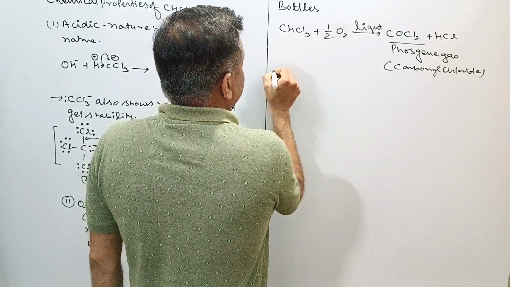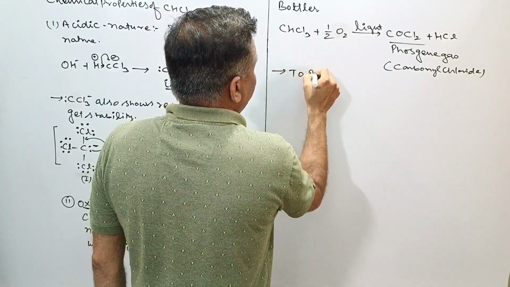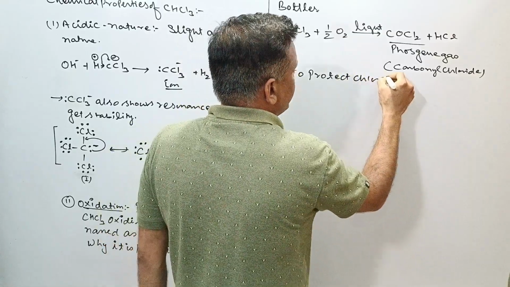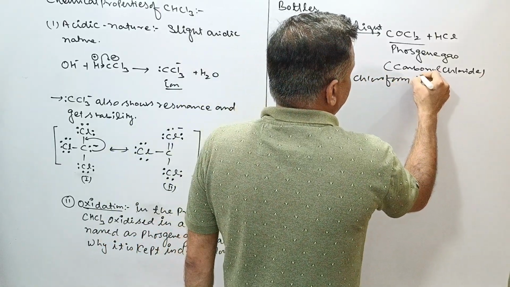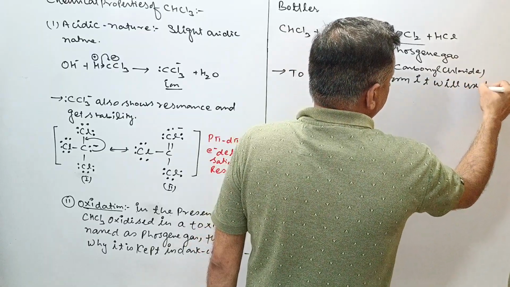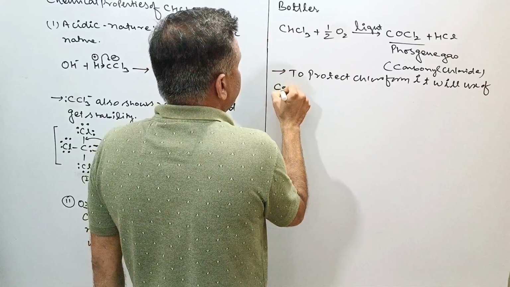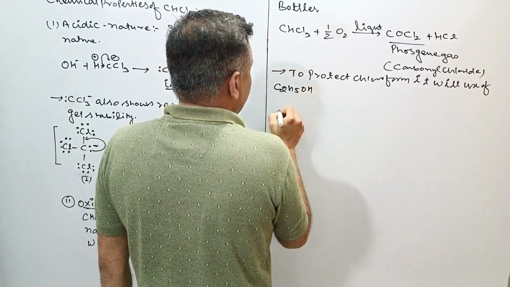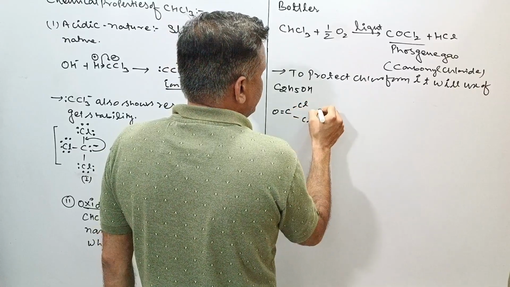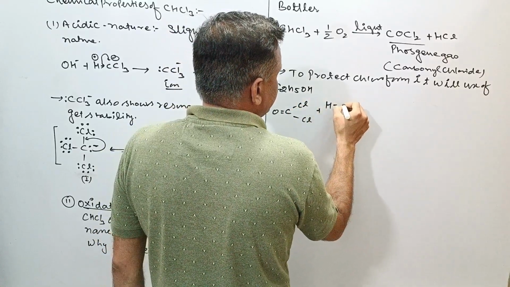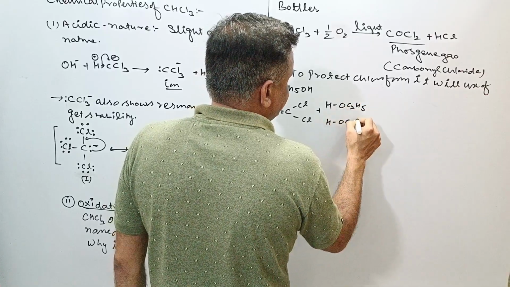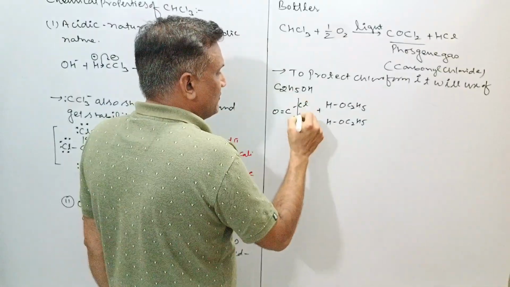To protect chloroform, ethanol is used. How does it protect in particular? This is COCl2 and this is HOC2H5. Here there will be removal of HCl.